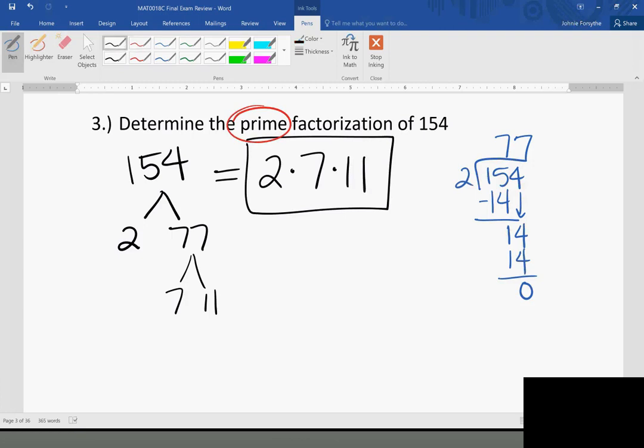Just a regular factorization would just be, say, 2 times 77, because that also equals 154. Another factorization could be 1 times 154, because that equals 154. But a prime factorization needs to only be a product of prime numbers that equals 154.